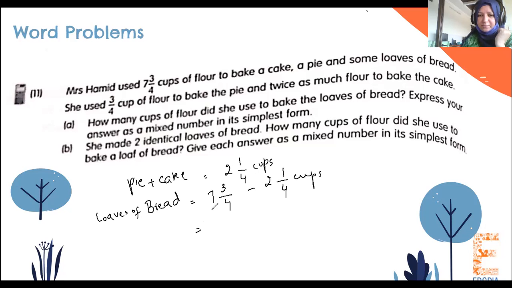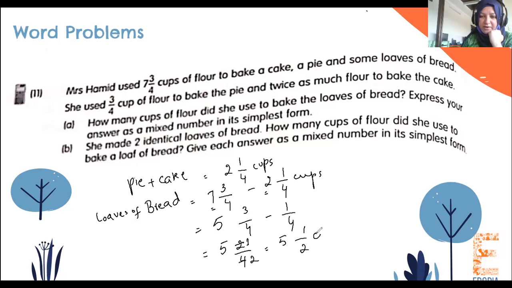7 minus 2, we subtract the whole numbers first. This becomes 5. Now this is 3/4 minus 1/4. Both the denominators are the same, so you can easily subtract the numerators together. 3 minus 1 would be 2 by 4. Now you just simplify. 2 ones are 2, 2 twos are 4. This becomes 5 whole 1/2 cups. So 5 whole 1/2 cups are being used for the loaves of bread.